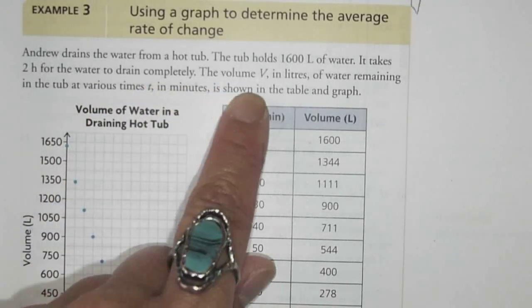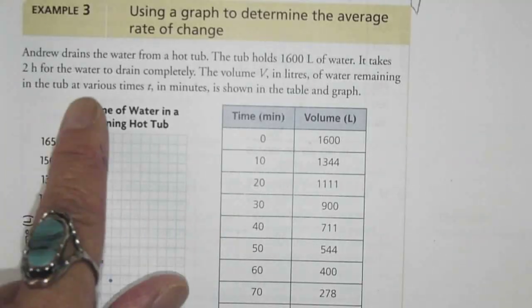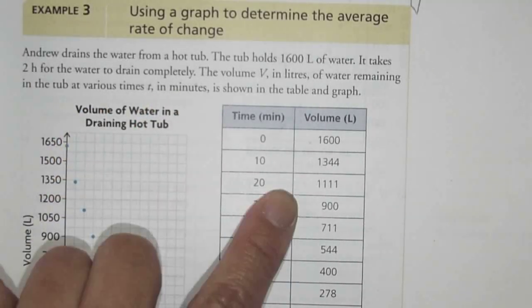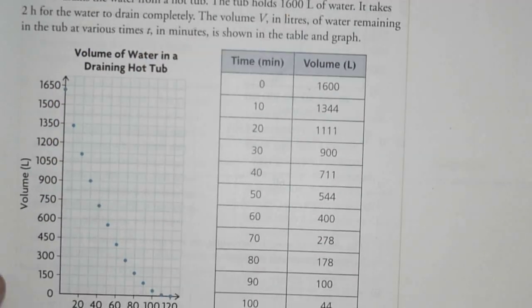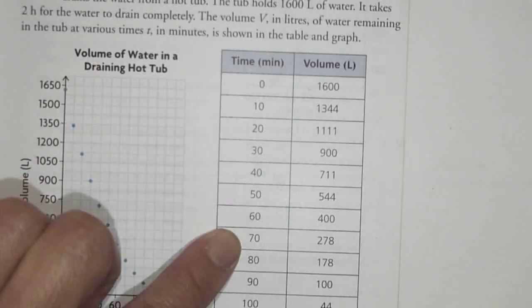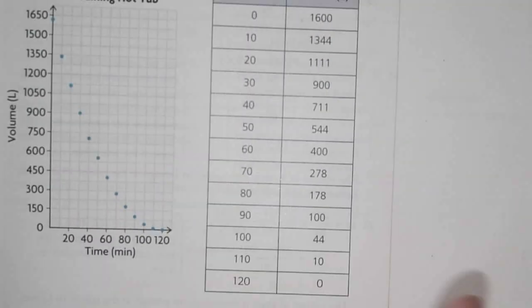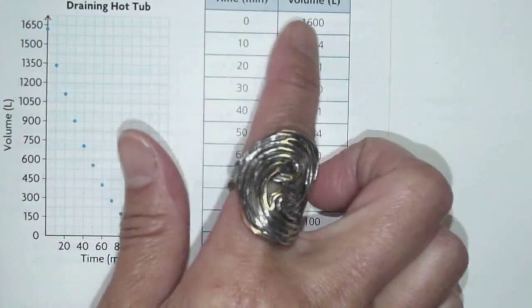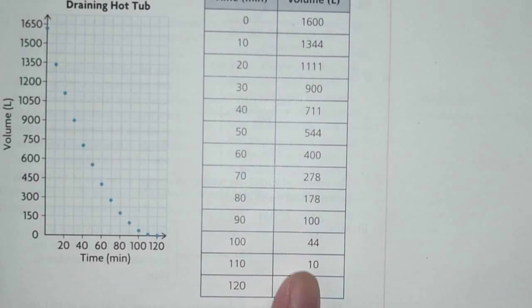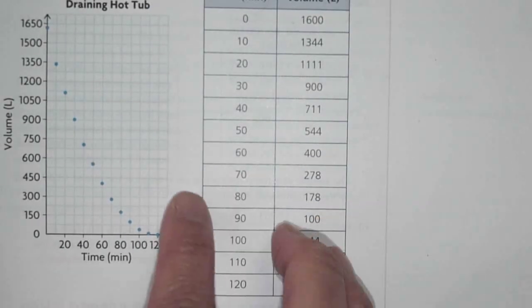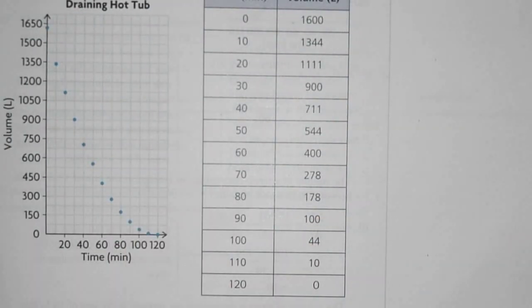2 hours to drain out completely. The volume in liters remaining at various times is shown in the table and the graph. So you can see from the graph it is nonlinear. You can see that the changes are not constant, so it's nonlinear. You can see also it's got a curve to it. So what we're doing is answering the questions from this information. I have the x and y, so x1, y1, x2, y2, so all the information is from here. Sorry, I forgot to paste the picture. I'll fix that for later.